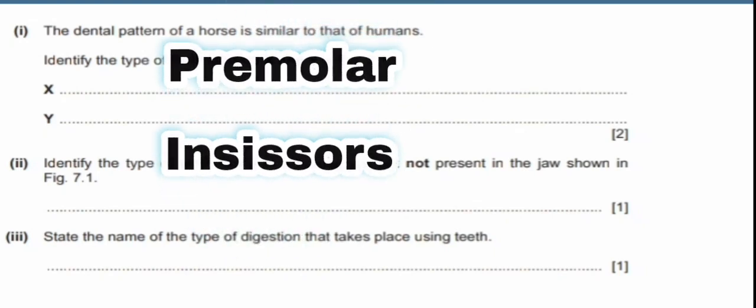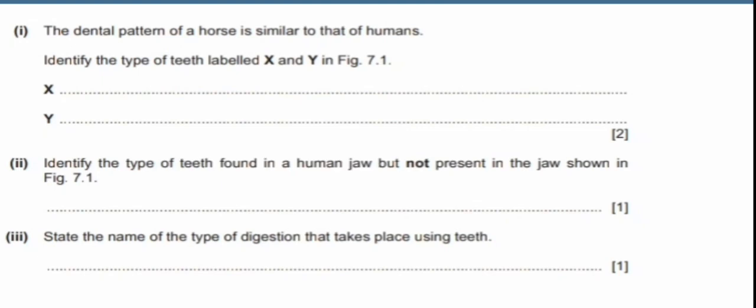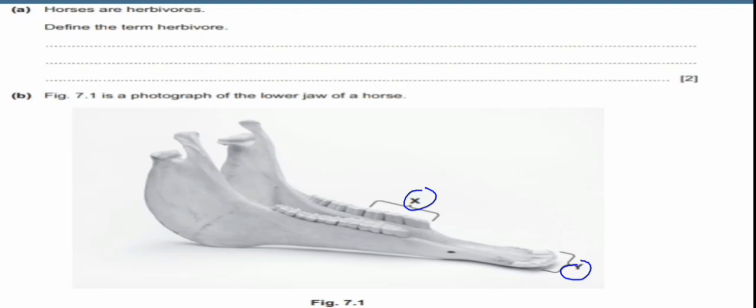Roman numeral 2. Identify the type of tooth found in a human jaw, but not present in the jaw shown in figure 7.1. So as you can see from this diagram here, we have the space here. At this space, we need to have what we call the canines. So the canines are absent.